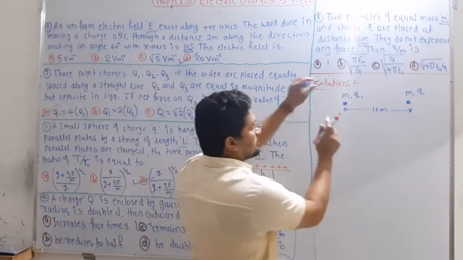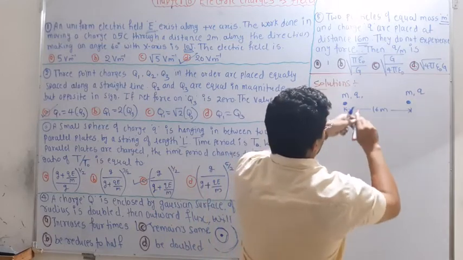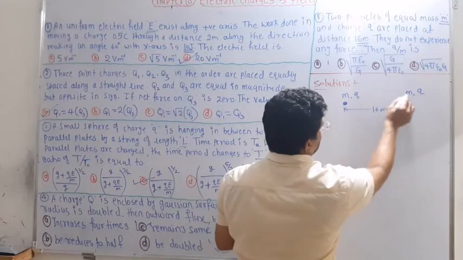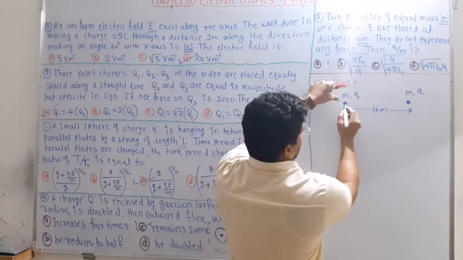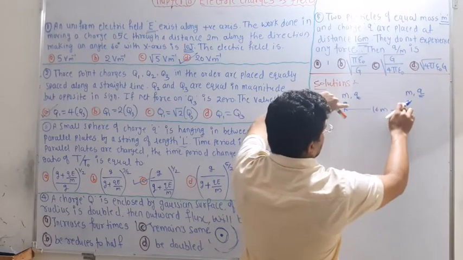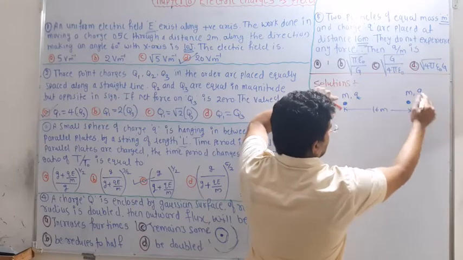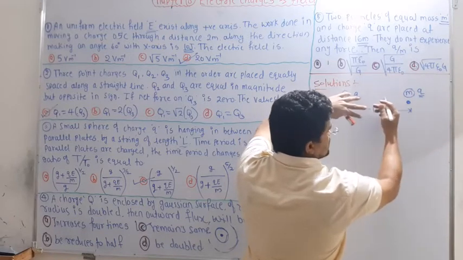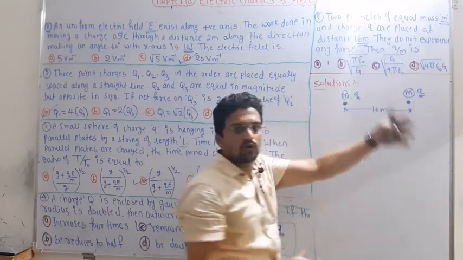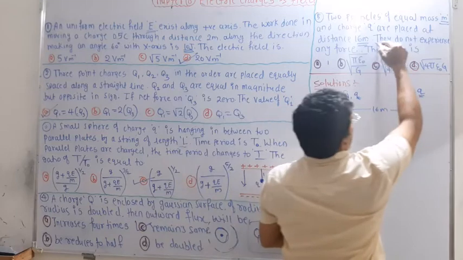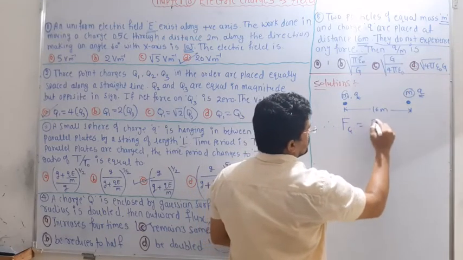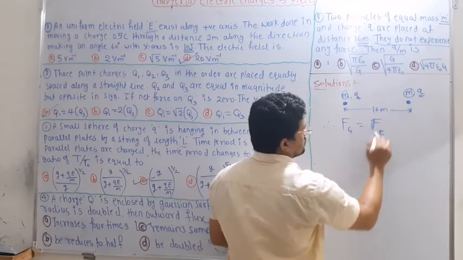Okay, so here there is the gravitational force due to the mass and the electrostatic force due to the charge. The charges are the same, maybe both positive or both negative, so there is electric repulsion, but due to the mass there is gravitational attraction. The amount of gravitational force is exactly equal to the amount of electrostatic force. That's why they do not experience any force. So here gravitational force is exactly equal to the electrostatic force.